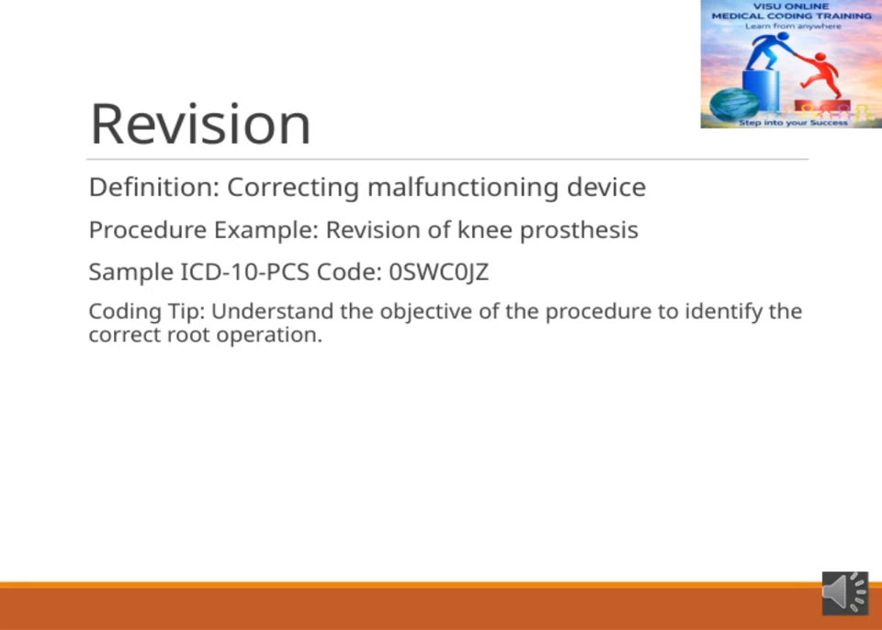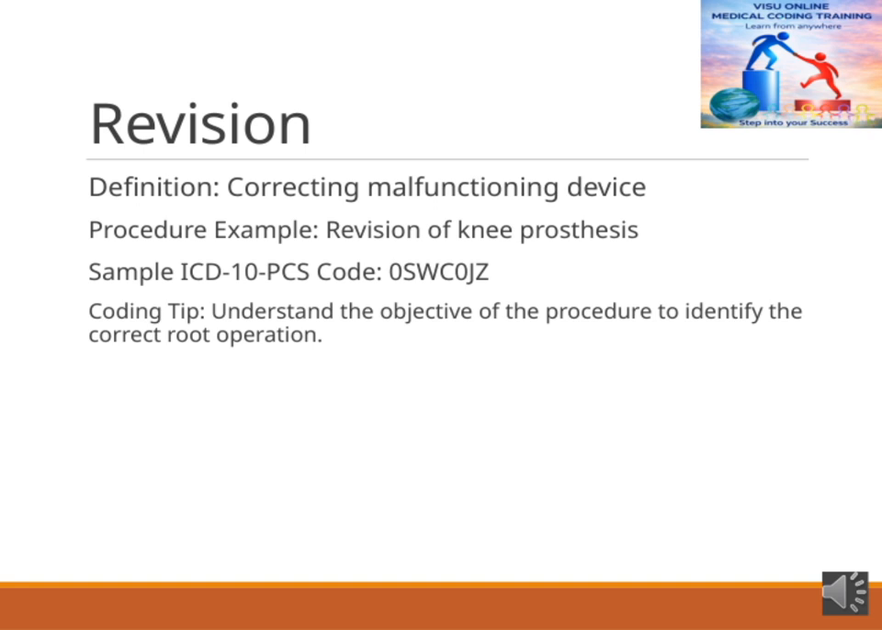Let's take a closer look at what revision means in the context of coding. Essentially, it's about correcting a malfunctioning device. When a device isn't working properly, a revision procedure is performed to fix or improve it. For example, in the case of a knee prosthesis, a revision might involve replacing or adjusting components to restore proper function. The sample ICD-10 PCS code for this type of procedure is 0SWC0JZ. This code helps us accurately document the specific intervention performed.